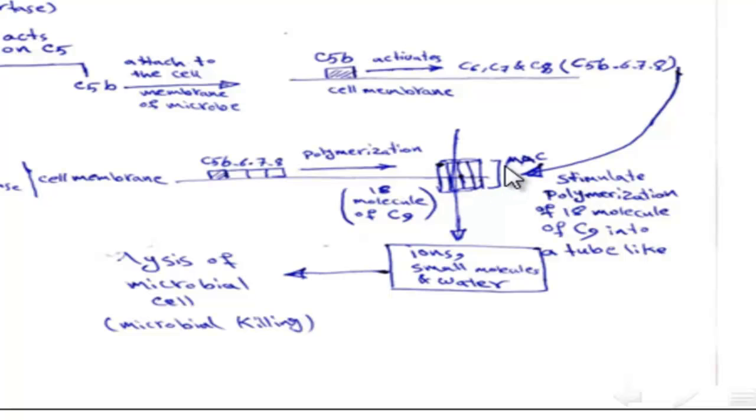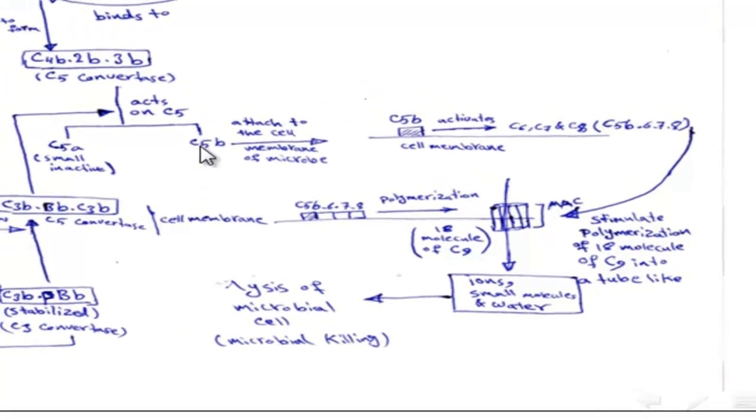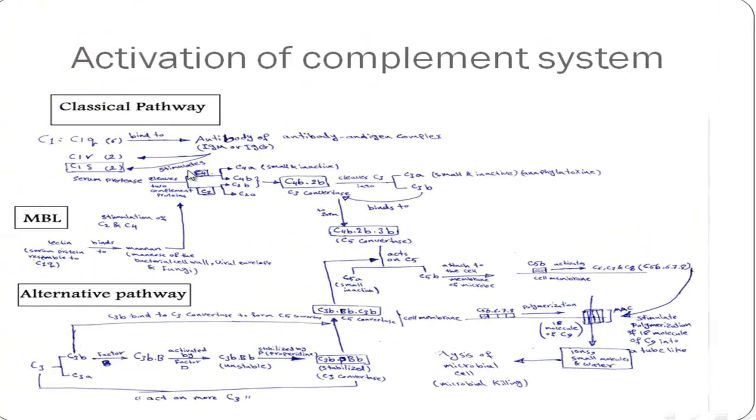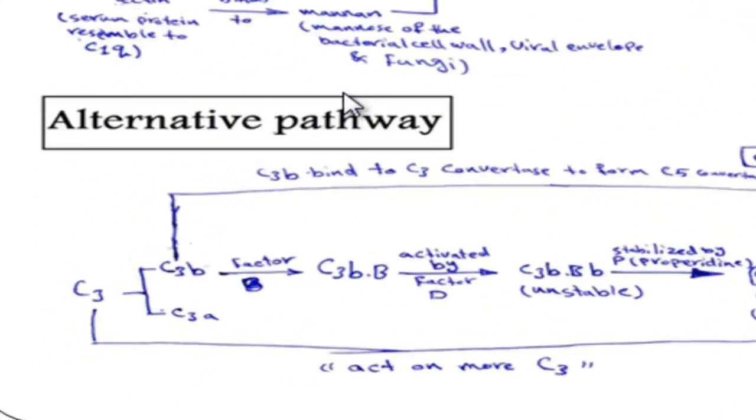This channel is known as MAC, membrane attack complex. The process of attaching of C5b to the cell membrane of the microbial agents and the following reaction is a process known as MAC formation. MAC, membrane attack complex. This is the classical pathway. Now we will move on to the alternative pathway.